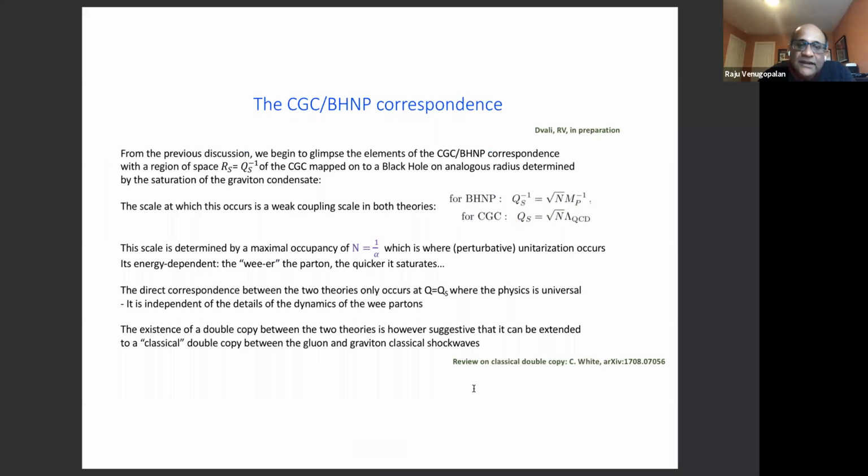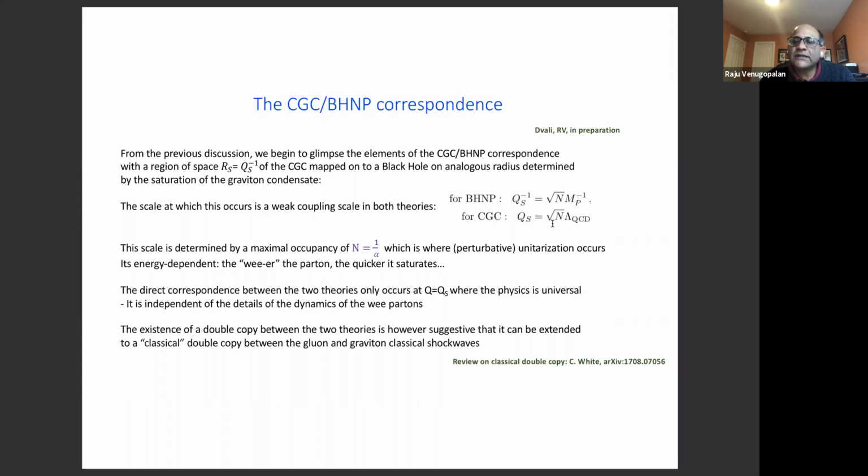So this then gives you a glimpse of the elements now of the CGC black hole and portrait correspondence, where you can now use this to understand that you can map a region R_S equal to 1 over Q_S, right? Where Q_S is the saturation scale of the CGC, which can be mapped onto a black hole of analogous radius. And this scale is a weak coupling scale in both theories. So in the black hole and portrait, 1 over Q_S is square root of N times the inverse Planck length. So it's really a weak coupling scale, right? Where gravity is still weak.